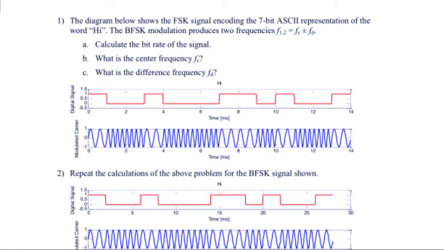Okay, in this video I'm going to show you solutions to several of the problems from homework 3. The first one is number 1, and it shows this FSK signal encoding some bits. It's a BFSK modulation, so we have a digital signal which takes on values 0 and 1. And there are two different frequencies. We have a lower frequency when we have a 1, and a higher frequency when we have a 0. It asks to calculate the bit rate, find the center frequency, and find the difference frequency.